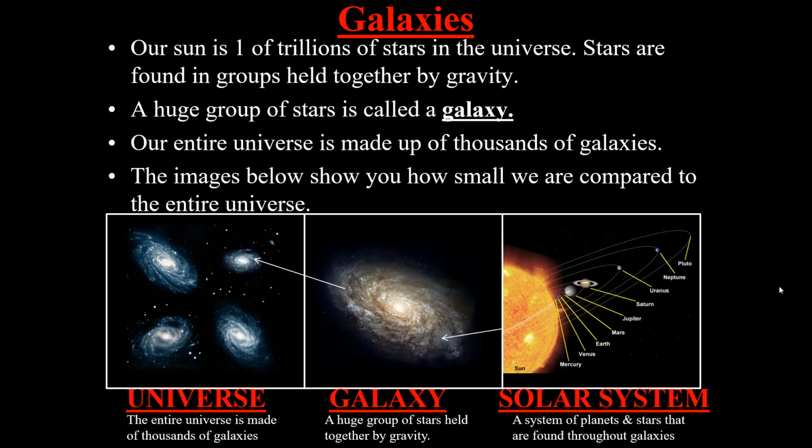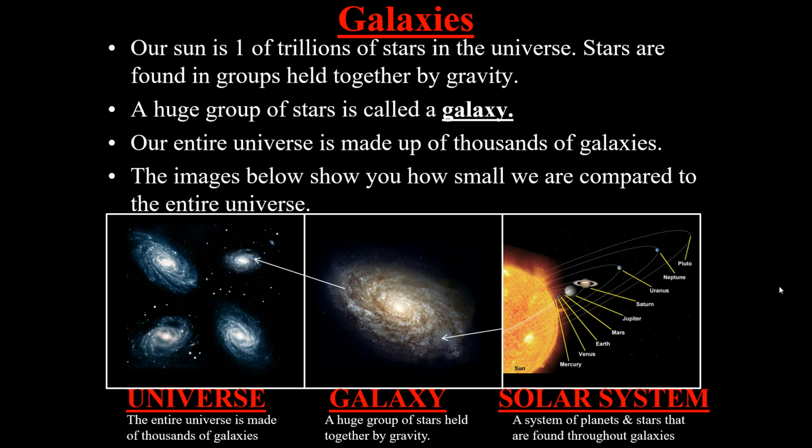Galaxies. Our sun is one of the trillions of stars in the universe. Stars are found in groups held together by gravity. A huge group of stars is called a galaxy. Our entire universe is made up of thousands of galaxies. The images below show you how small we are compared to the entire universe. A galaxy is a huge group of stars held together by gravity.